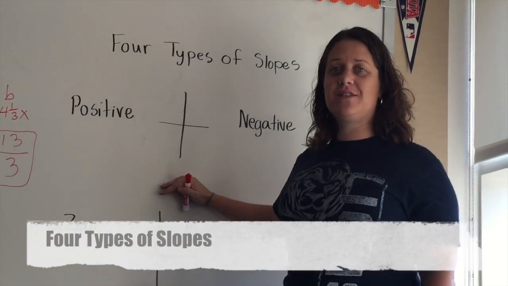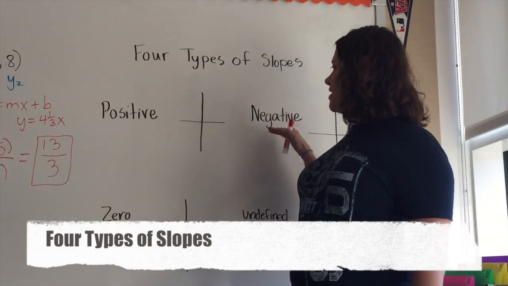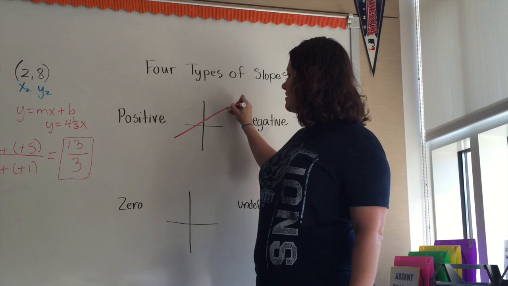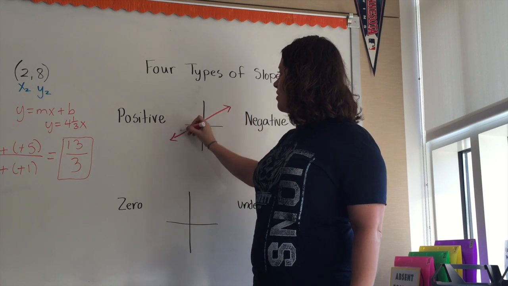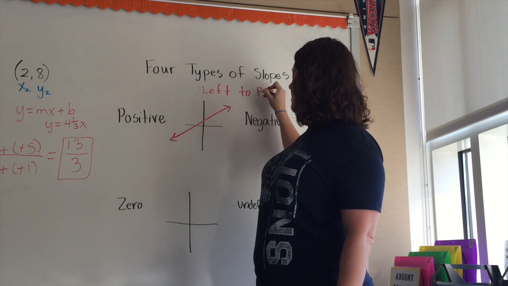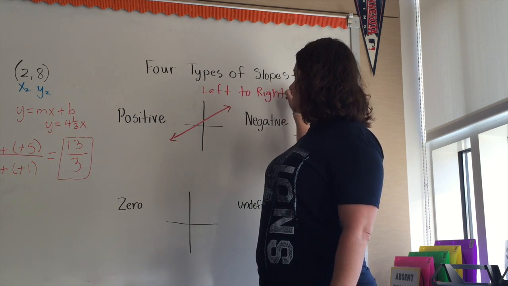Lastly, there's 4 types of slopes. I think you're probably familiar with positive and negative slopes. So positive is when you're going in a positive direction. We're always reading from left to right, just like we do in the English language.